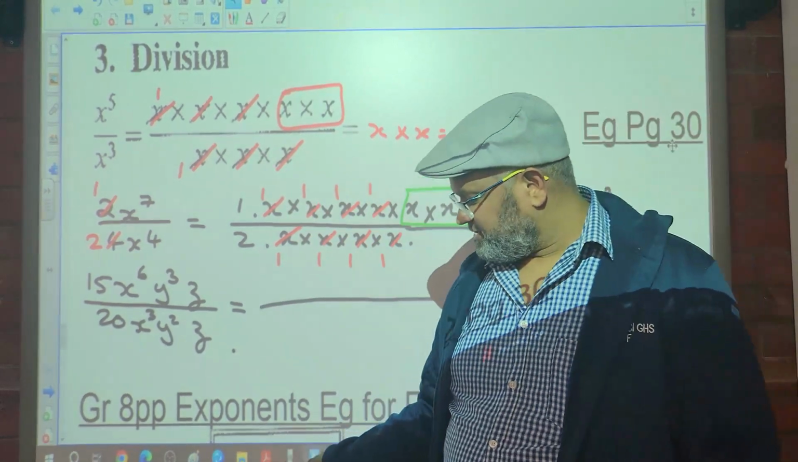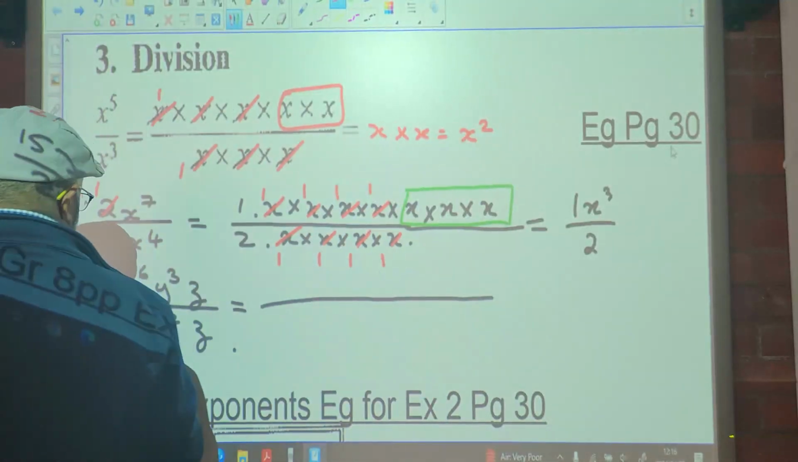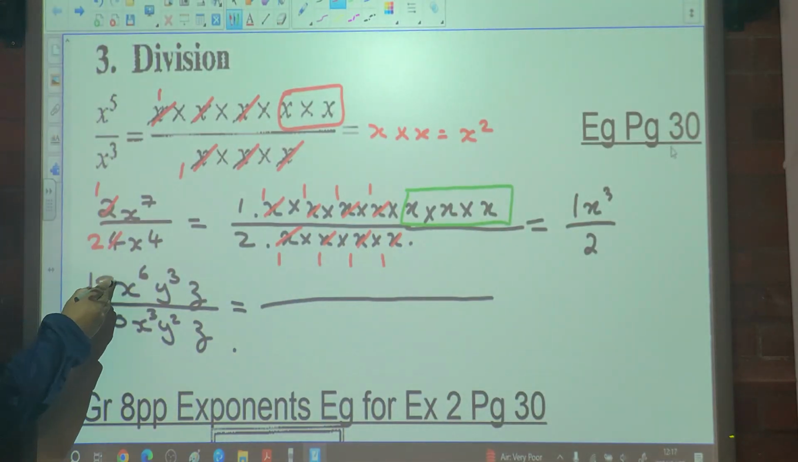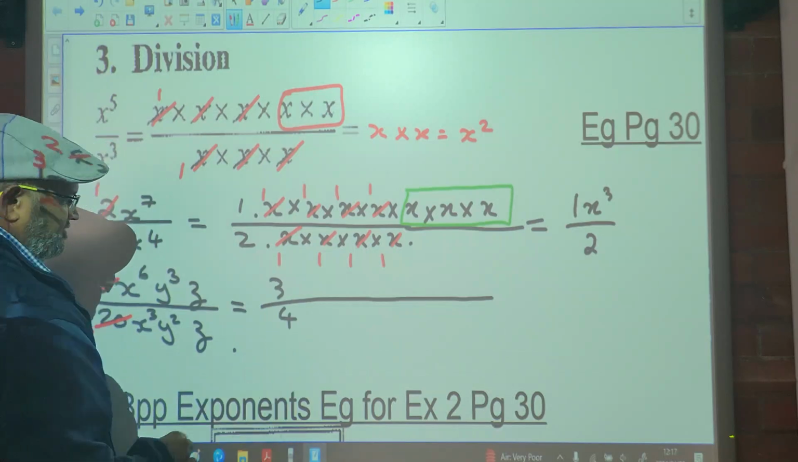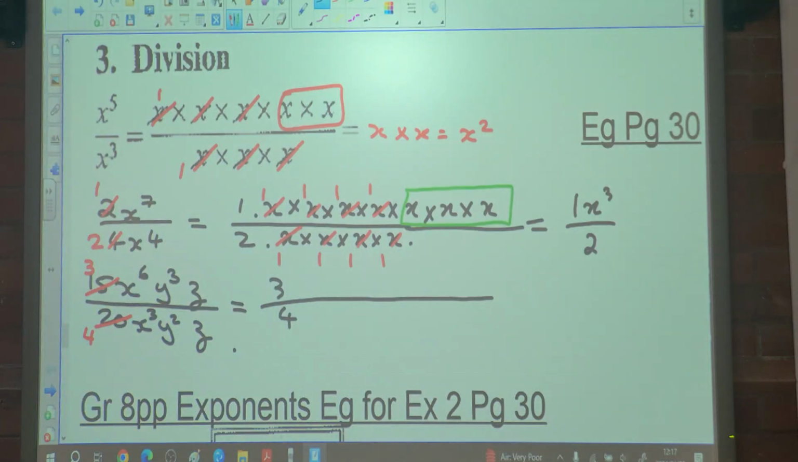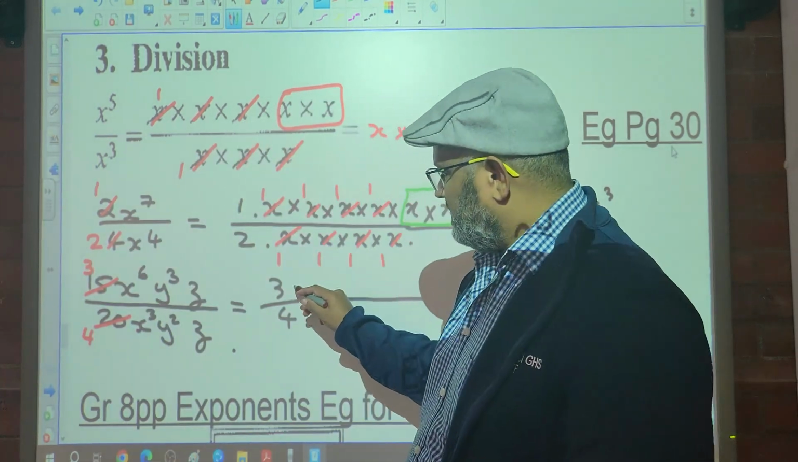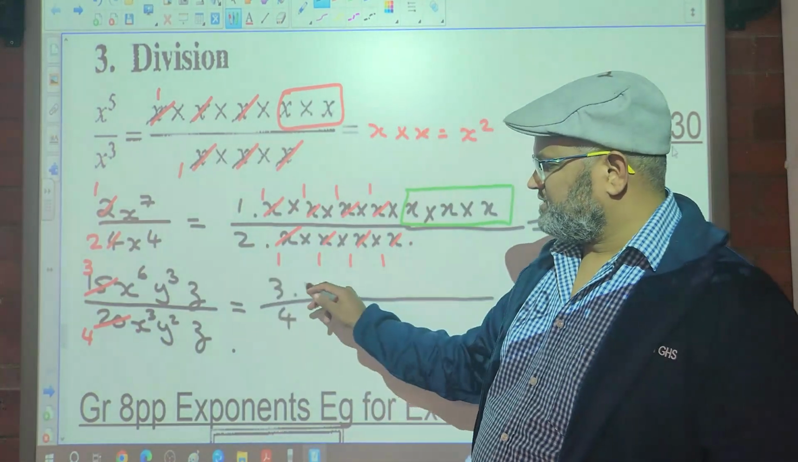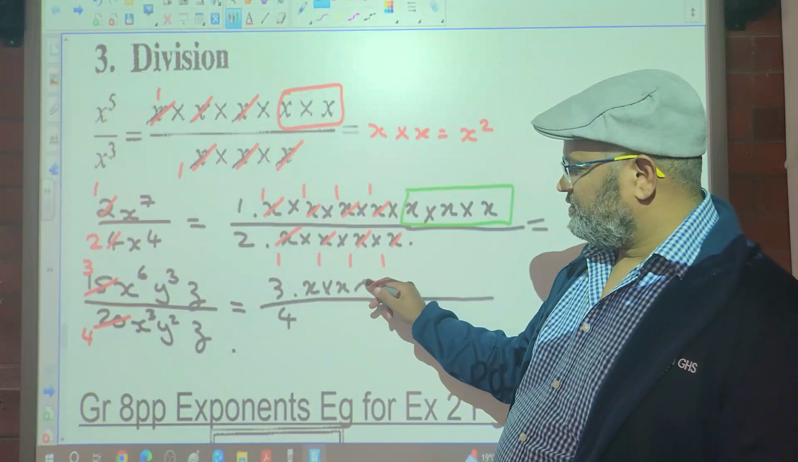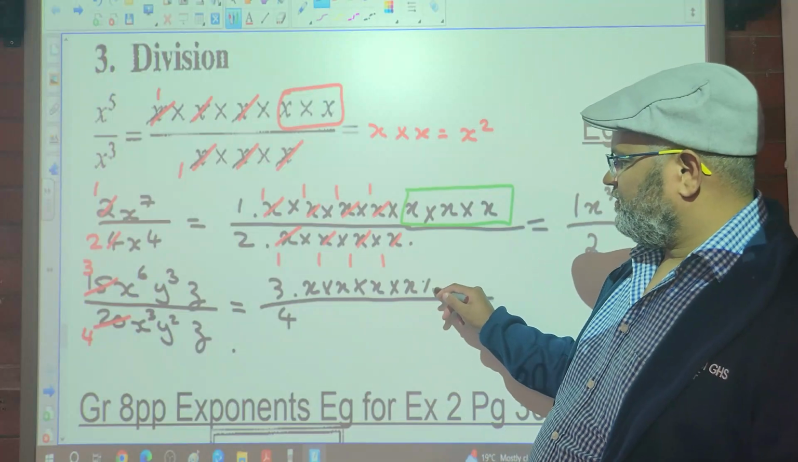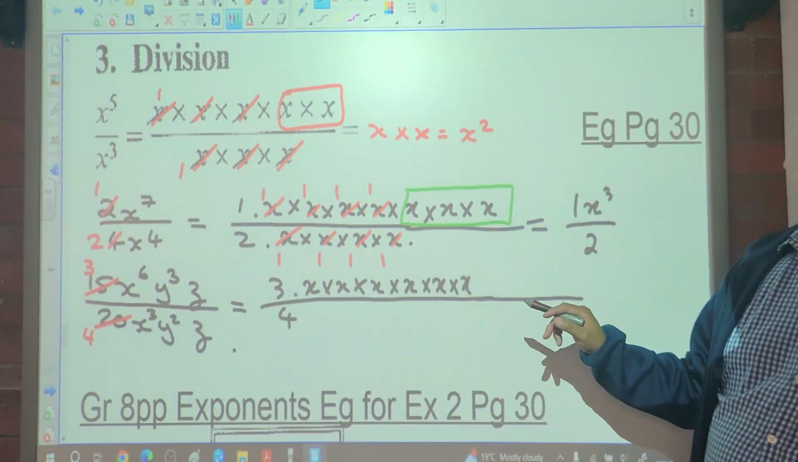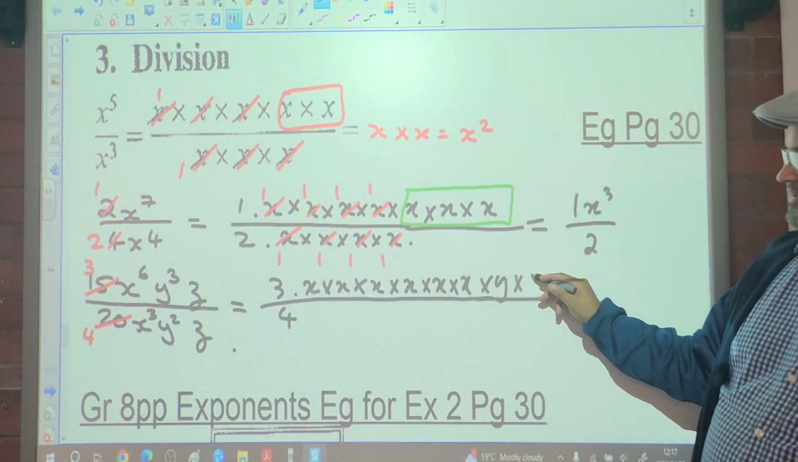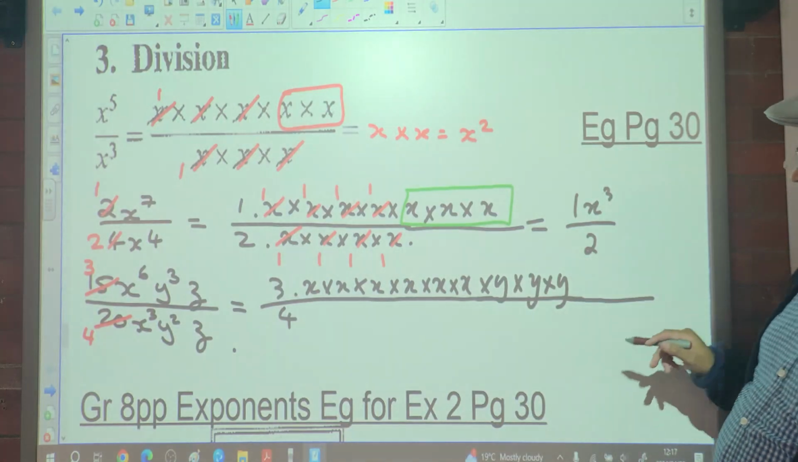Alright, so what can we do first? What number goes into 15 and into 20 without a remainder? 5. 5 going into 15? 3 times. 5 going into 20? 4 times. So it's going to be 3 over 4. So what do I write here? How many x's are here? 6. There's 1, 2, 3, 4, 5, 6 x's. How many y's are there? 3 y's. 1, 2, 3. How many z's are there? 1.